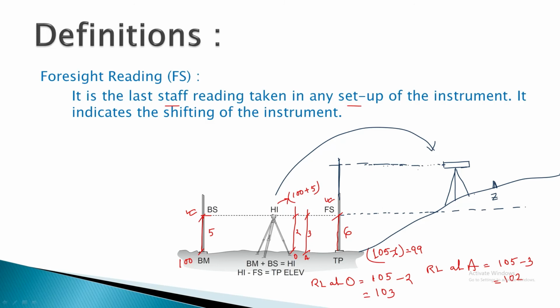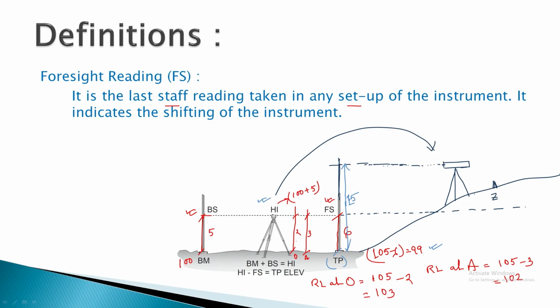So the value of the backside reading from the new instrument station will be from this line of collimation to the base, right? Suppose that one is 15. Okay, so the backside reading, suppose you consider that one is 15, and the foresight reading that we got initially, that is 6. So the RL value at this point TP is 99, right?